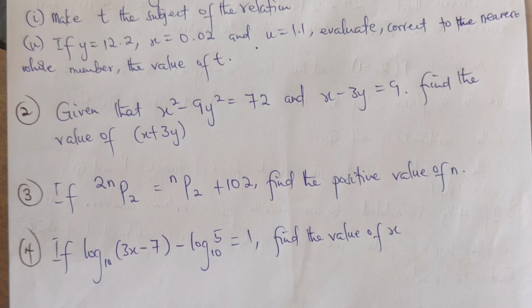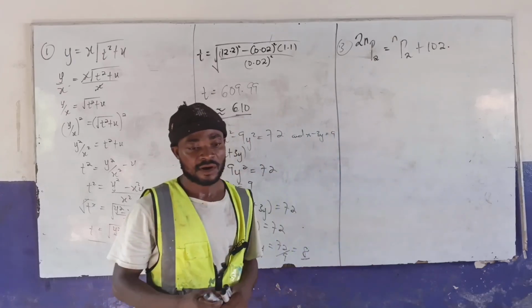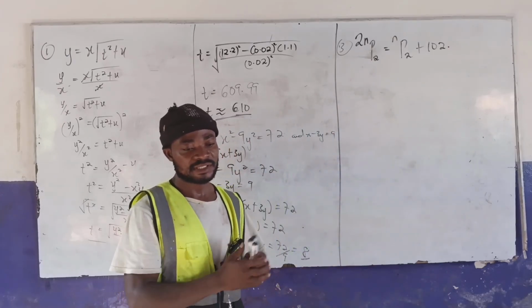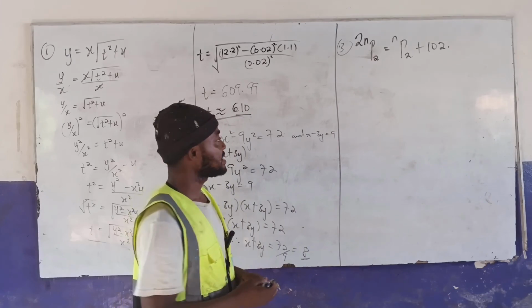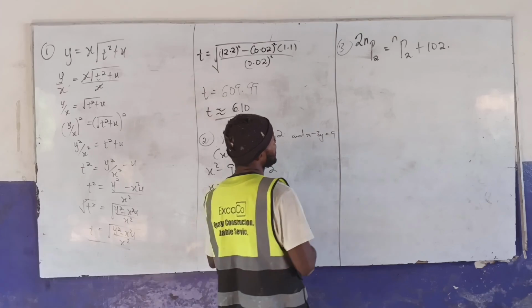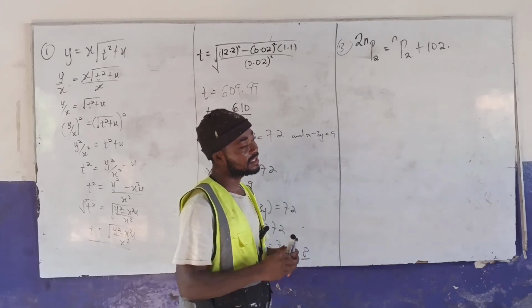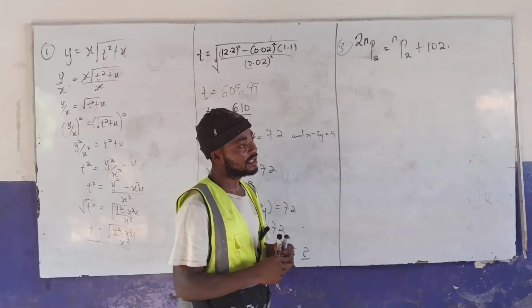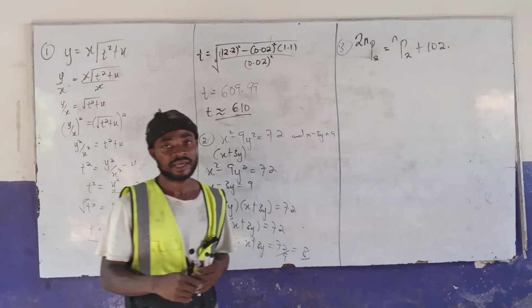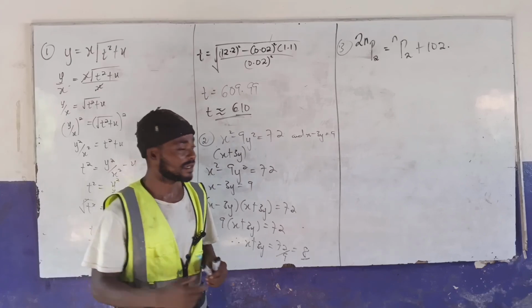Question 3 also from the screen says that if 2n permutation 2 is equal to n permutation 2 plus 102, then we have to find the positive value of n. We know from permutation and combination that when we have n permutation r, it is n factorial over n minus r factorial.